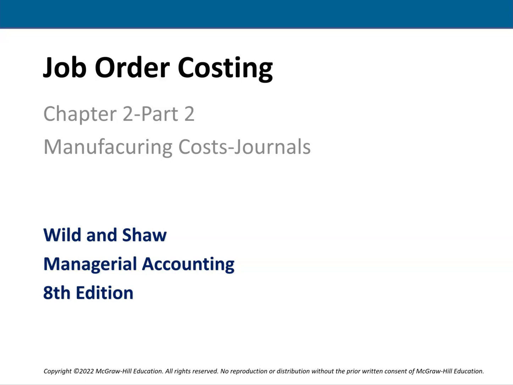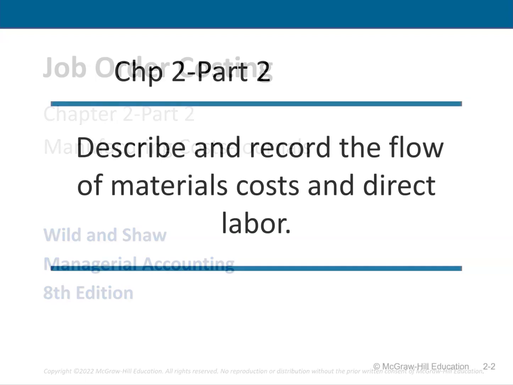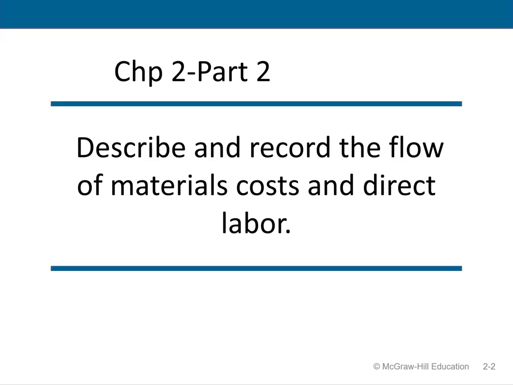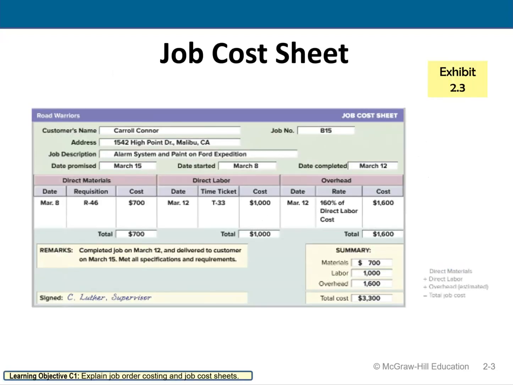Job order costing. We're looking at Chapter 2, Part 2, and now we're going to go through the journal entries as we walk through the manufacturing process that we've discussed in Part 1. So here's what the record would look like for job costing. Here would be an example for a job.